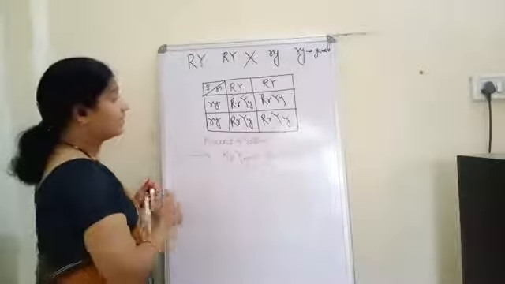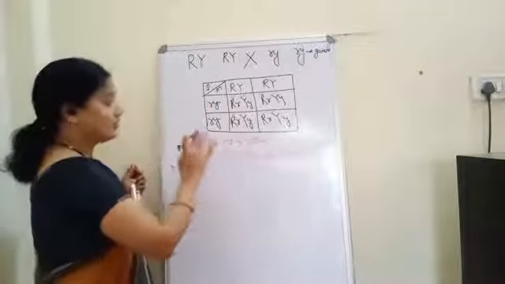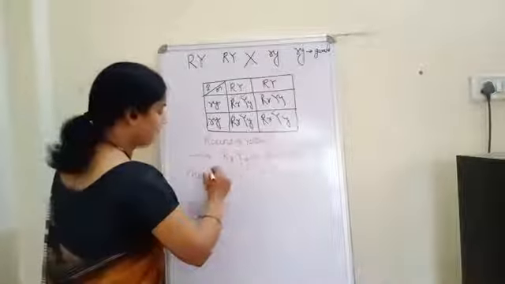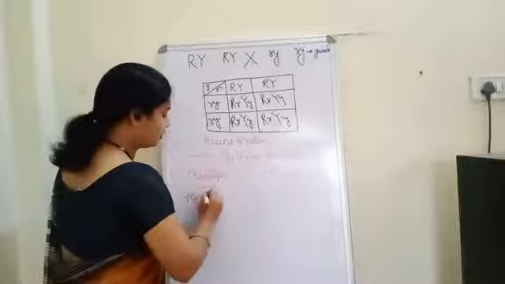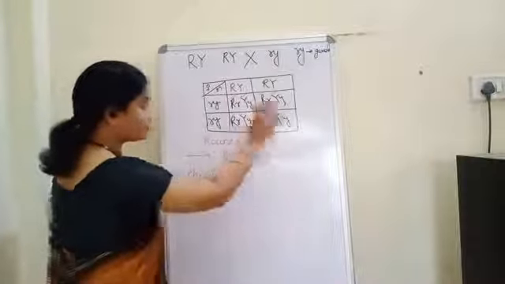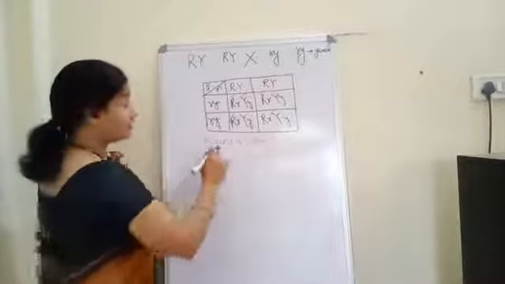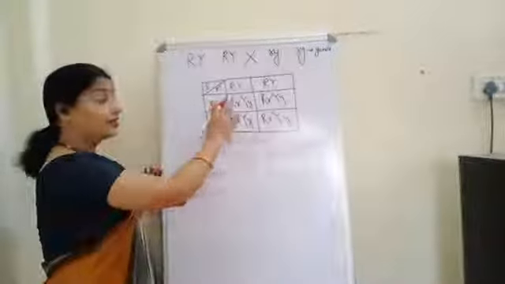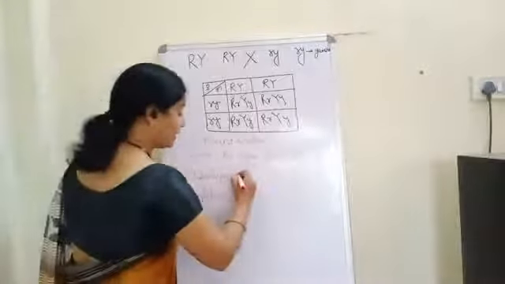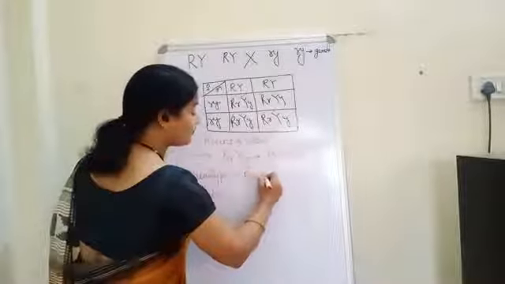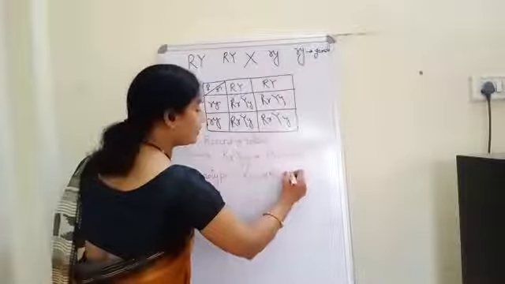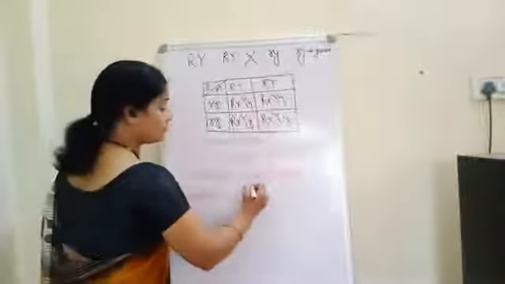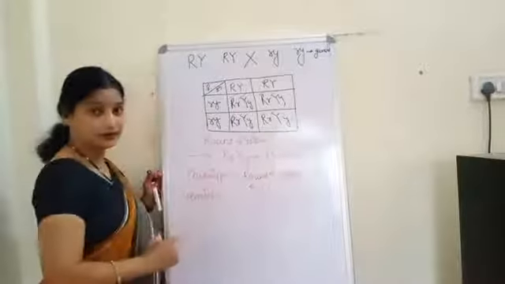Even we can find out that their phenotype and genotype ratios were same. How they were same? All the 4 were round and yellow. Clear? Everyone was round and yellow. All the seeds were round and yellow. All 4. So it will be 4:0.